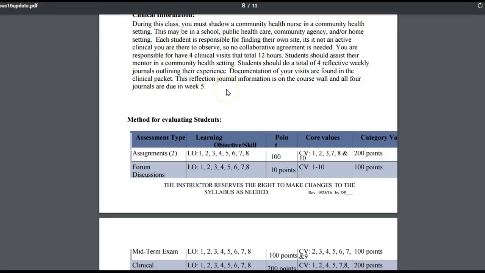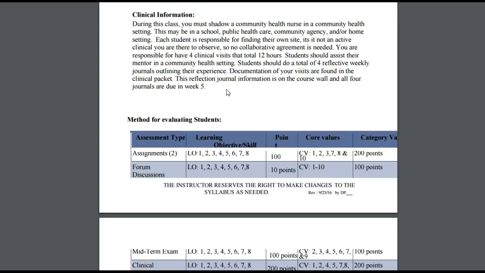All right, so clinical information. During this class, you're going to shadow a community health nurse in a community health setting. This could be a school nurse, a public health nurse, a community agency like home health. You're responsible for finding your own site, and you have to do 4 clinical visits total, okay? And they have to total 12 hours. They have to be 4 separate. You can't do 1 12-hour day.